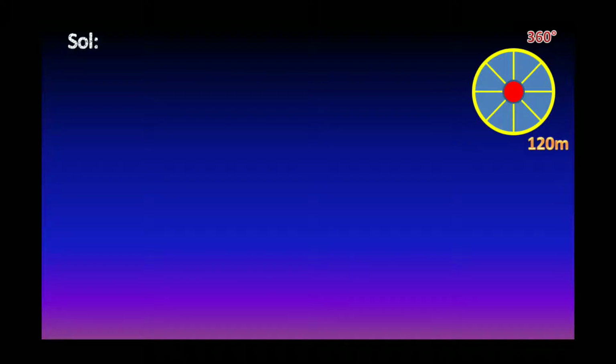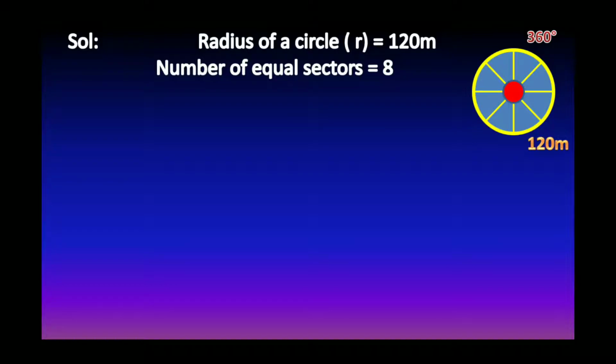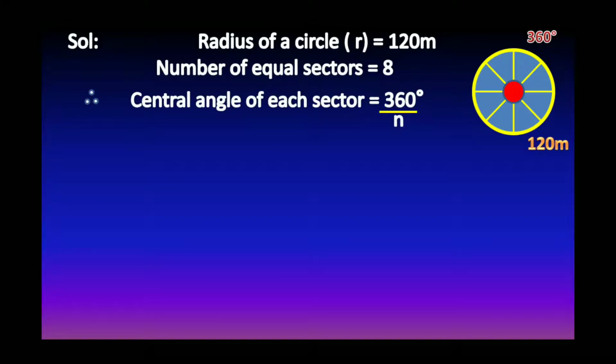Let us look into the steps once again. Given radius of a circle is equal to 120 meters and the number of equal sectors is 8. First let us find the angle of the sector. That is, the central angle of the sector is 360 degrees divided by n, where n is the number of equal sectors. So 360 divided by 8 is equal to 45 degrees.